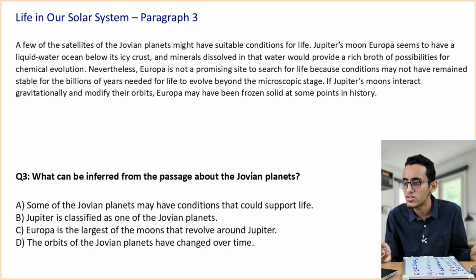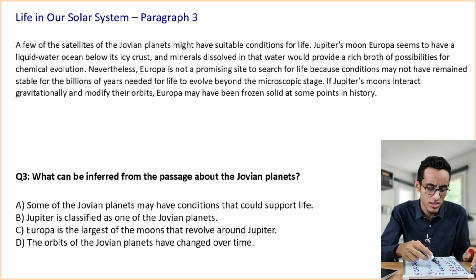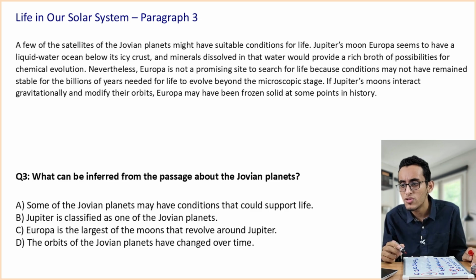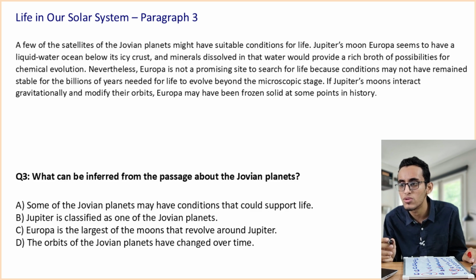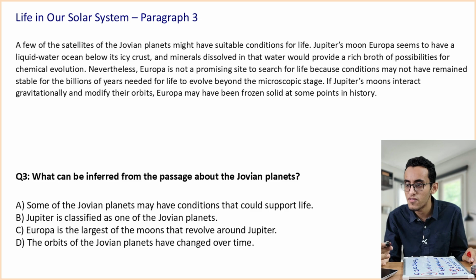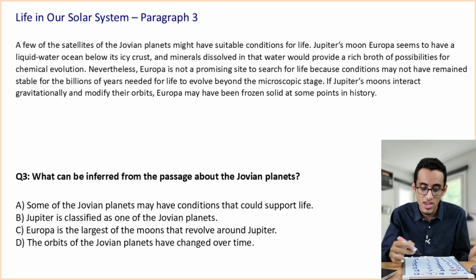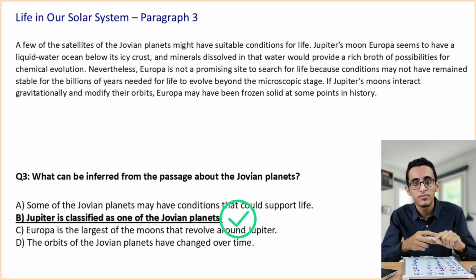Yeah, of course, that's something clear. Okay, that's correct, but I don't know if they want it. Anyway, Europa is the largest of the moons that revolve around Jupiter. No, they didn't mention that. The orbits of the Jovian planets have changed over time. Okay, orbits. If Jupiter's moons interact gravitationally and modify their orbits, Europa may have. If, they said if, not that they changed. If. So B. Okay, B is correct.